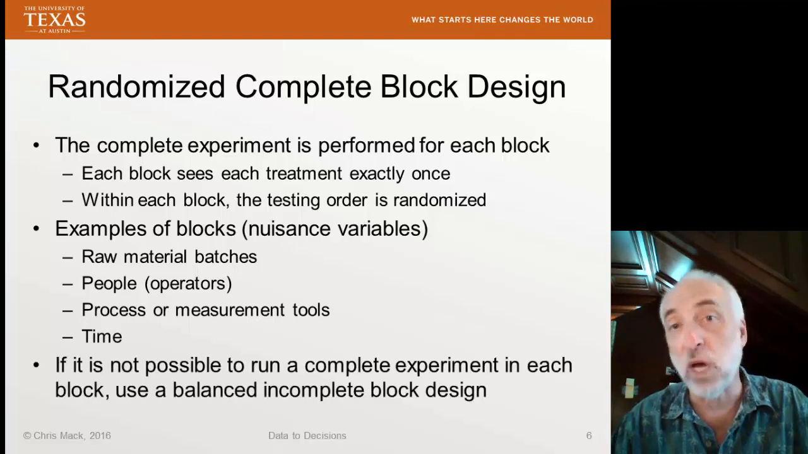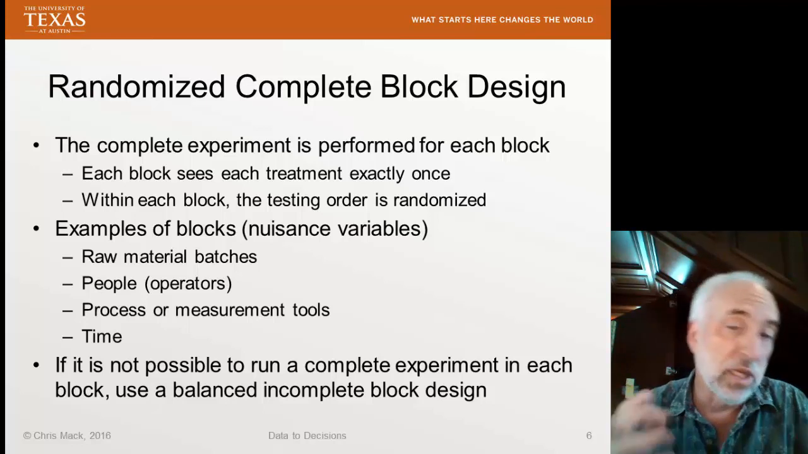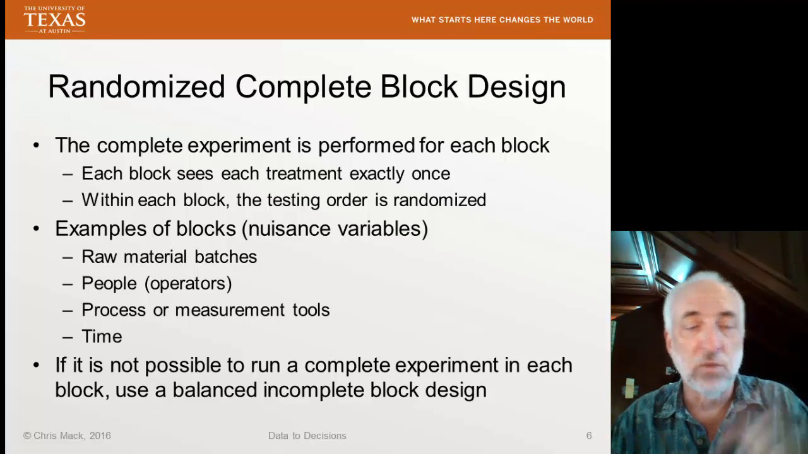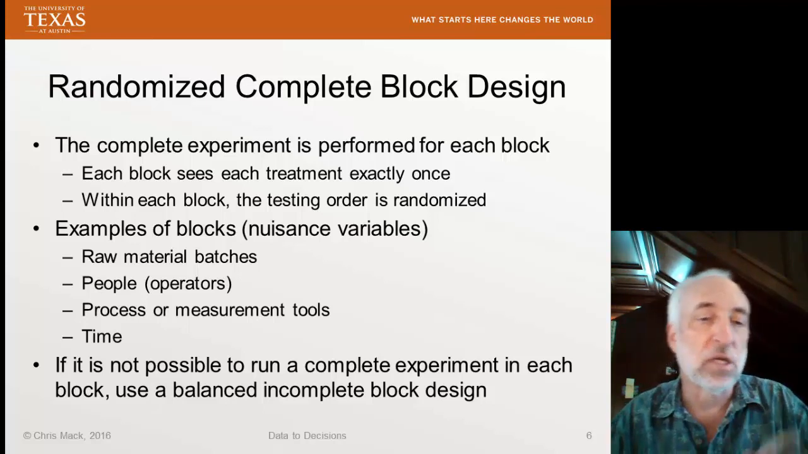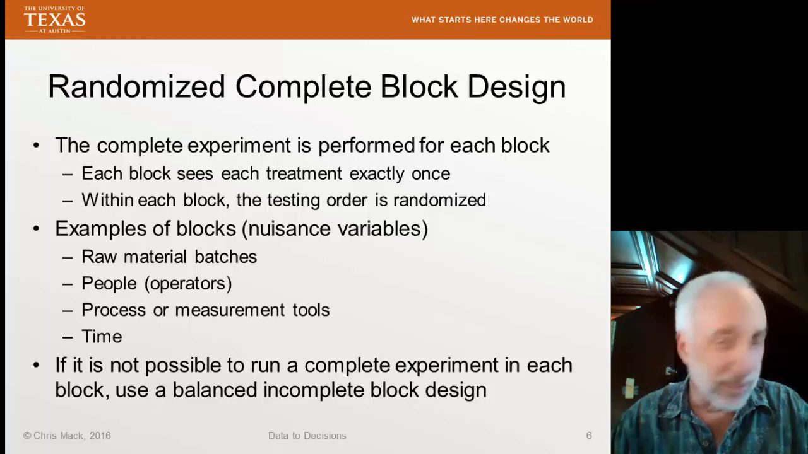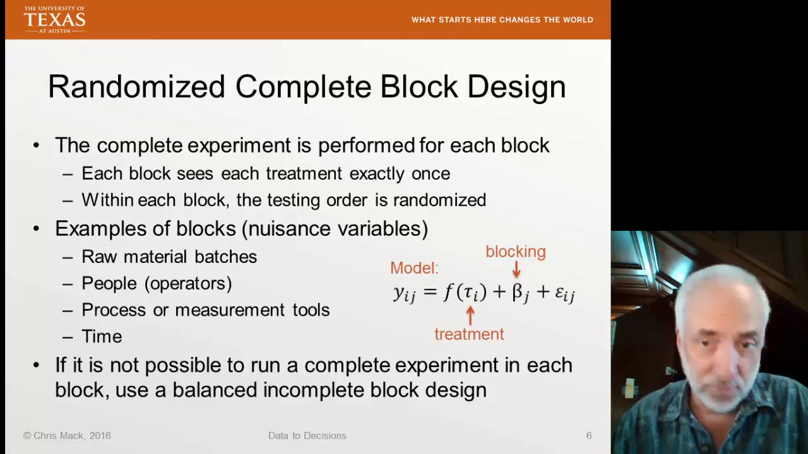Sometimes it's not possible to run the complete experiment in each block. When that's the case, we use something called an incomplete block design, and then we try to balance it out with pairs of treatments occurring equally likely in each block. I'm not going to go into balanced incomplete block designs. If you ever find yourself in that situation, you can look up the literature on that topic. Then we're going to model.